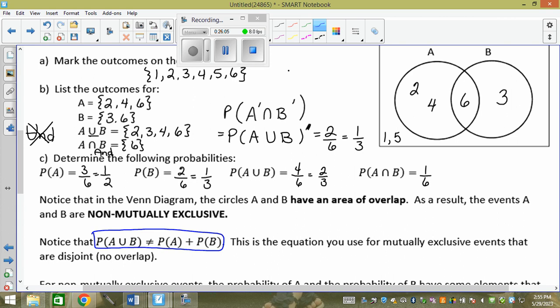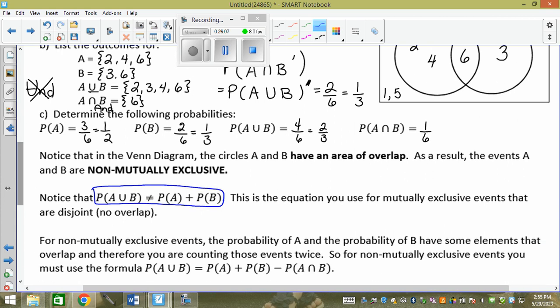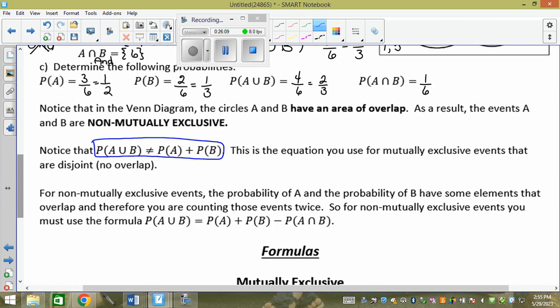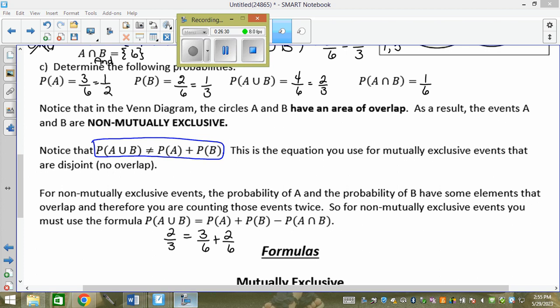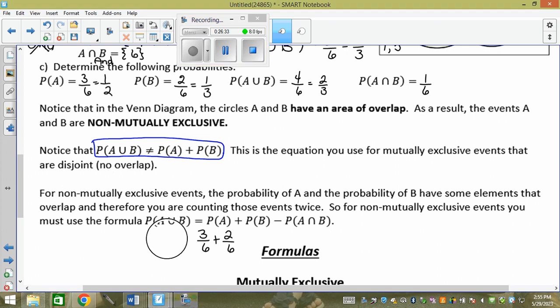So I'll show you what I mean. If I do probability of A or B in this case, it was 2/3. And if I take probability of A, that's 3 out of 6. I'm going to leave it as a 6. 3 out of 6. And then probability of B is 2 out of 6. And I'm going to put this back to being out of 6.